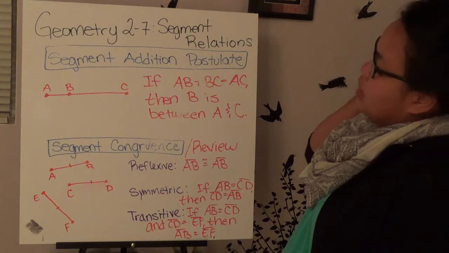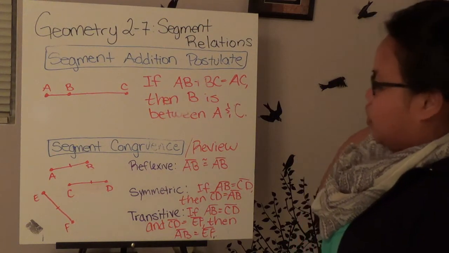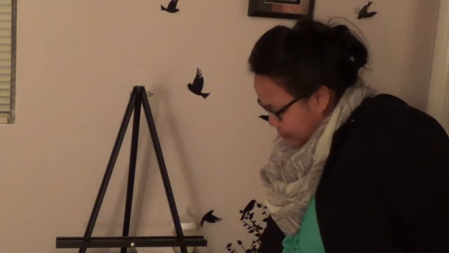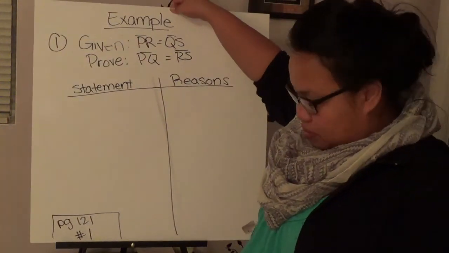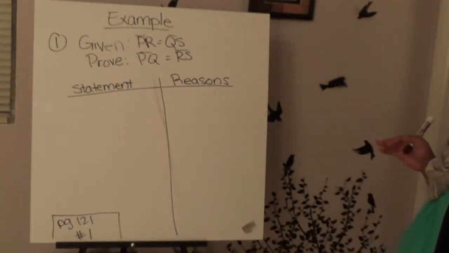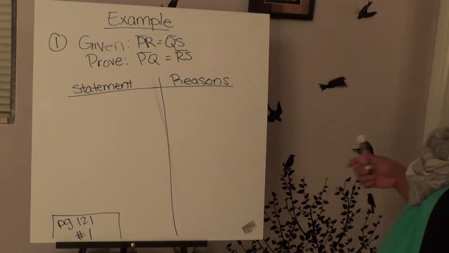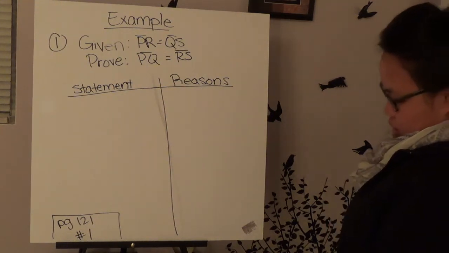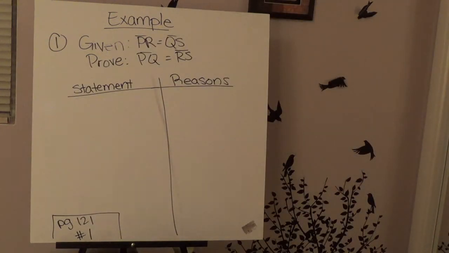So go ahead and write this down, and we're going to go into the examples. We have 2 examples. And don't forget your vocabulary. Okay, so this one is an example. It gives us, given PR equals QS, prove that PQ equals RS. And I believe that there should be a picture to this.